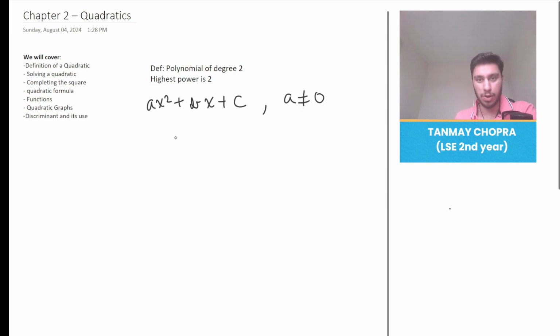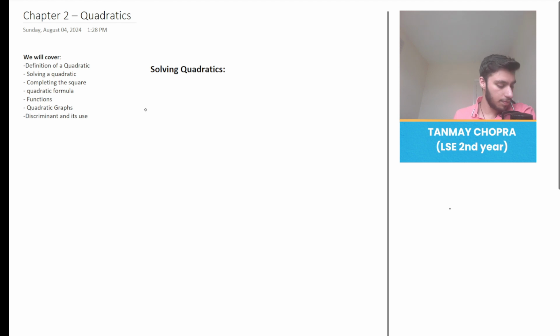What happens if a is equal to 0? Well, if a is equal to 0, then you have bx plus c. This is not a quadratic because the highest power is 1. X to the power 1 is x, so the highest power here is 1. So this is not a quadratic. I need the x squared term to classify it as a quadratic. Okay, now let's move on to solving quadratics.